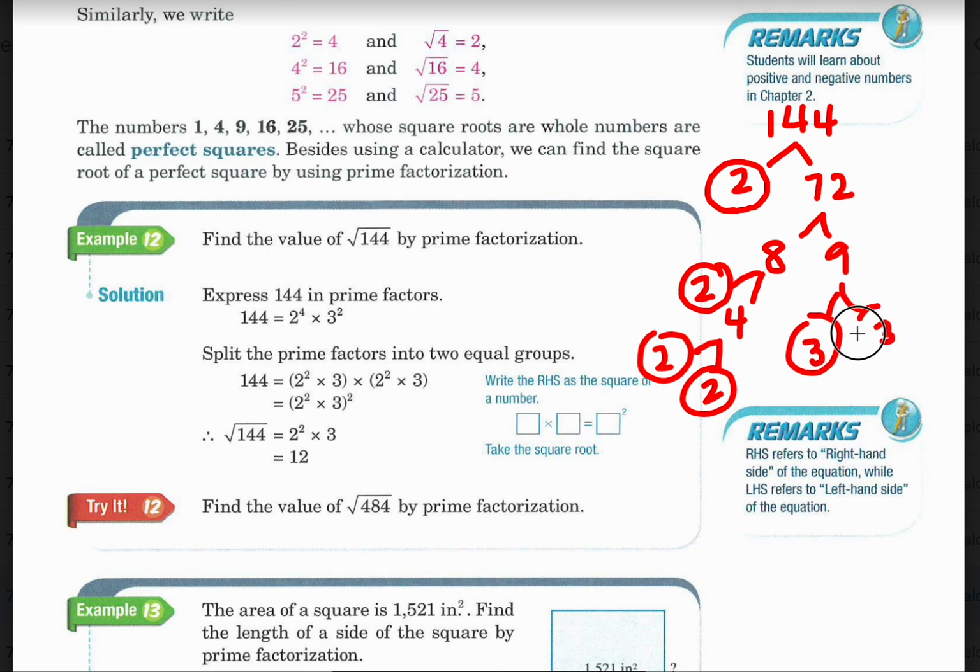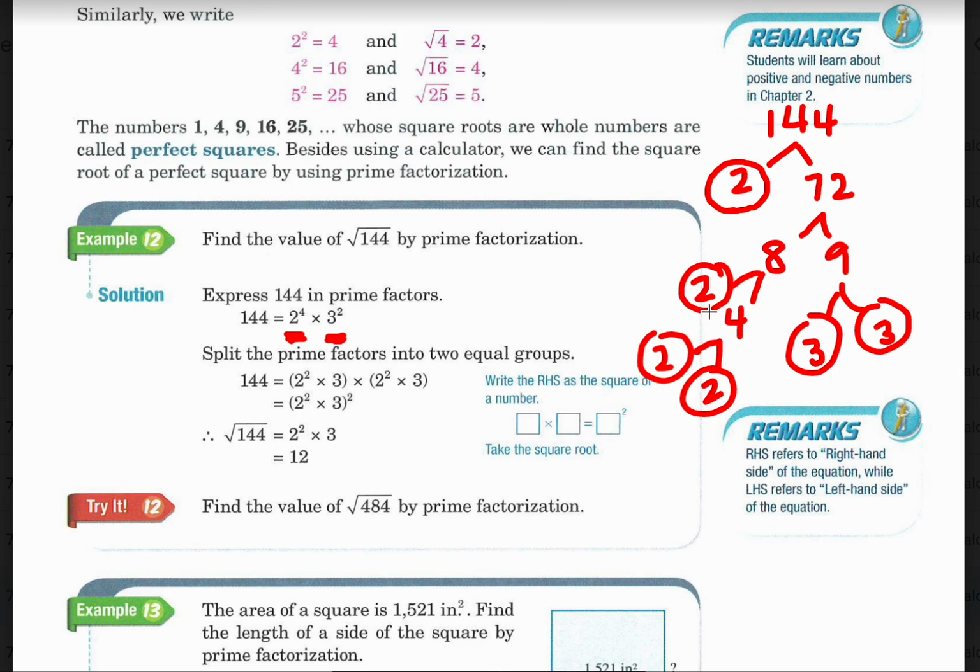And I'm circling my 2's and 3's because I know they're prime numbers. So at the end I have 2 times 2 times 2 times 2 times 3 times 3. That is 2 to the 4th power, times 3, there's 2 3's, 3 to the 2nd power. So that's how they got that answer.